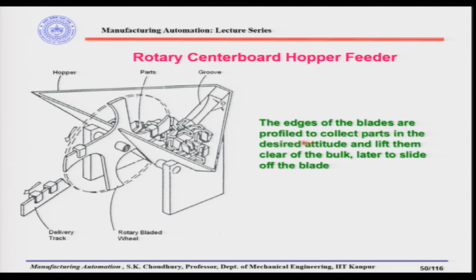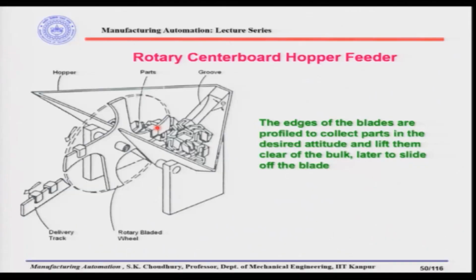They are profiled to collect parts in the desired attitude and lift them clear of the bulk, later to slide off the blade. Now, what we said is that in these blades, the profiles are such that while moving through the mass of the parts, they will collect the parts which are in the right orientation, because as you can see, the part's shape is such that it cannot be located on the blade otherwise.